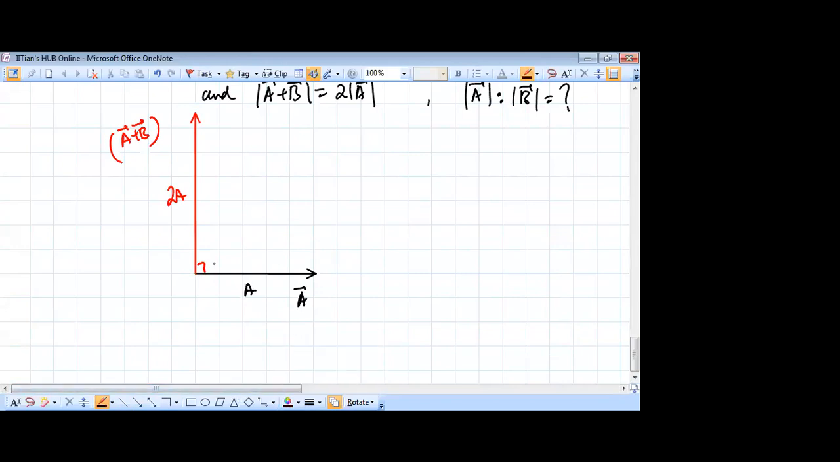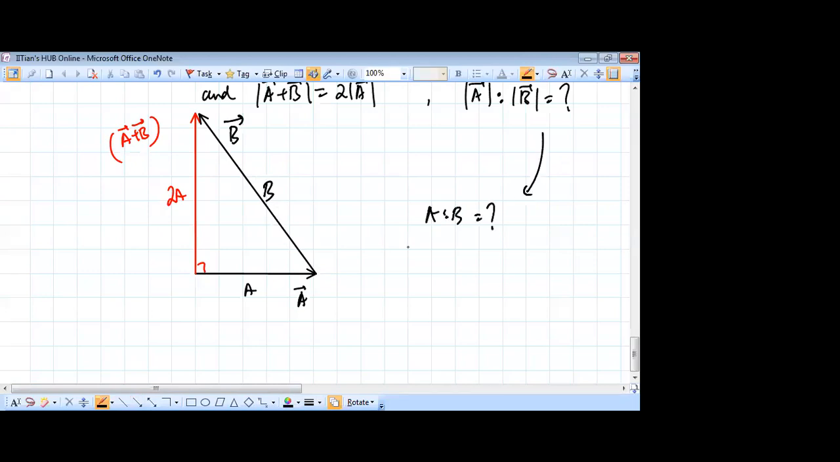And it has to be at alpha equal to 90 degrees. And the other thing is that B over here is this vector. So B will be this vector. And yes, correct, very good. You just use Pythagoras theorem. Okay, so you want to find A is to B.